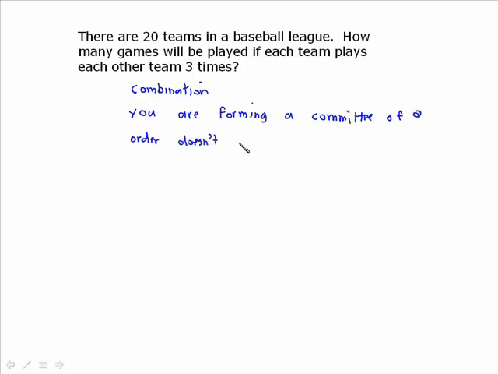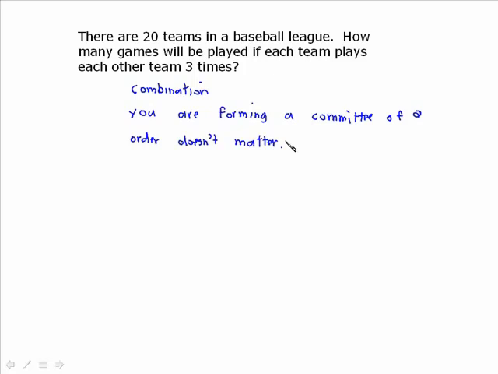Now some of you might be thinking, well, what about home teams or away teams and that sort of thing? Well, in terms of the number of games, it doesn't make any difference. You playing the Mets is the same as the Mets playing you. It counts as a game.